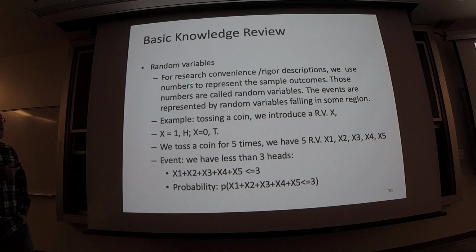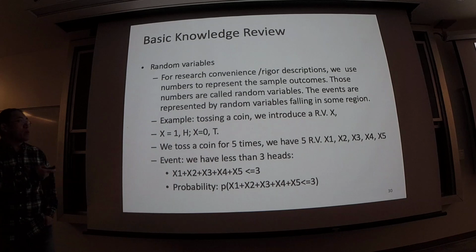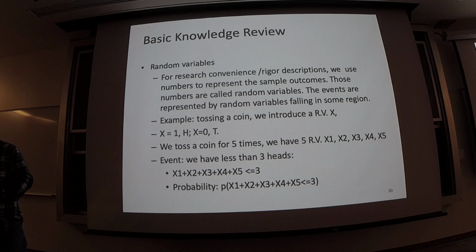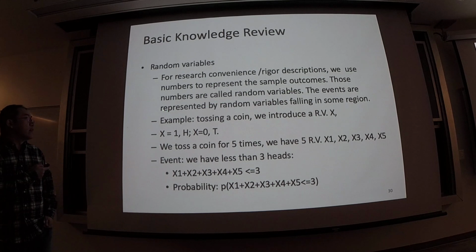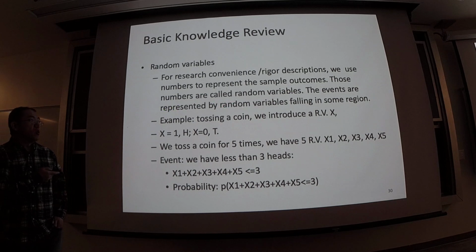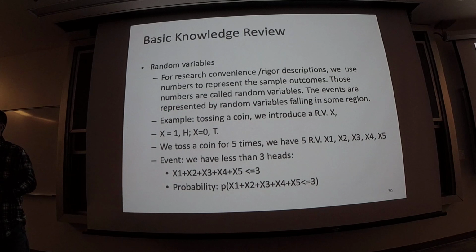If we use random variables to represent the experimental outcomes, then the events can be represented by random variables falling in some regions, right? So if you have real-valued random variables, then some events can be represented by the value of the random variables falling in some particular interval.